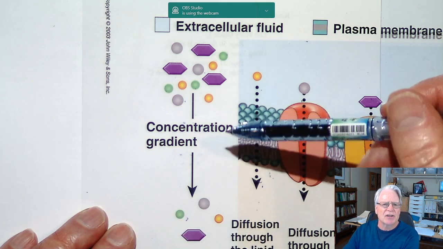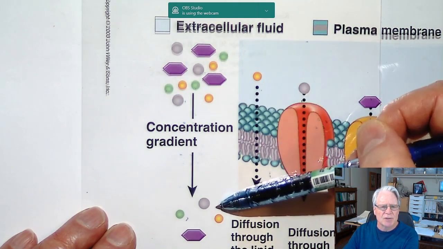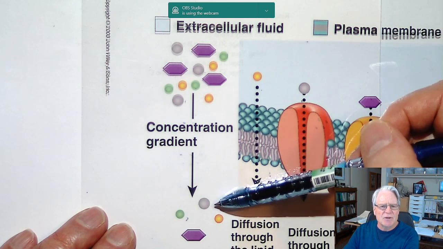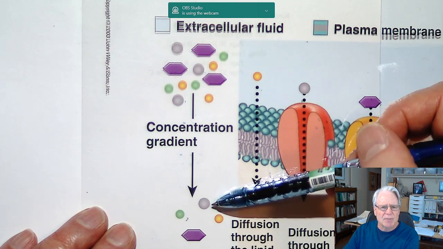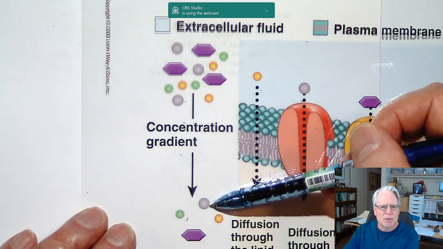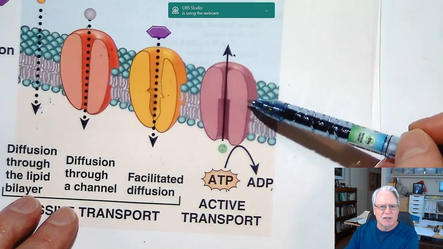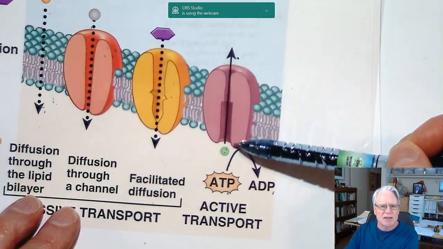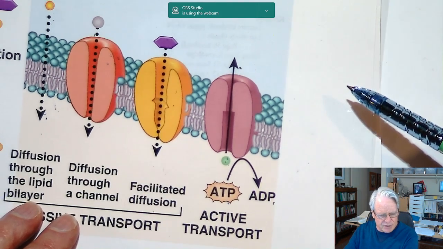So that creates a concentration gradient from high concentration to low concentration. And if you're moving something using active processes, you're moving something from a low concentration to high concentration. You're moving against the concentration gradient, and that's why energy is being used in that process. So active transport requires the use of energy.